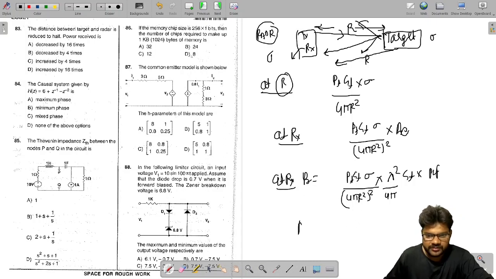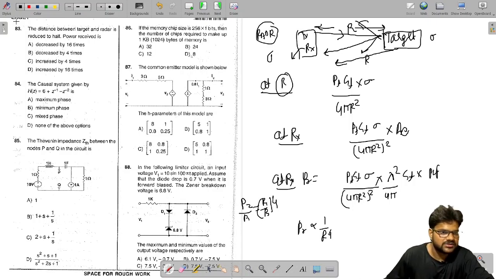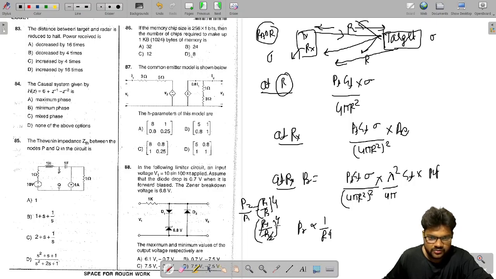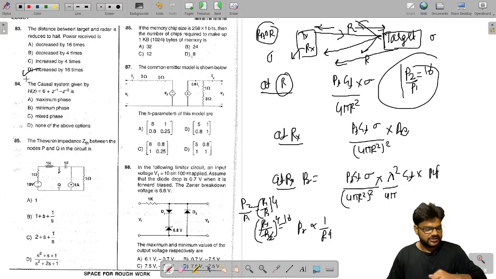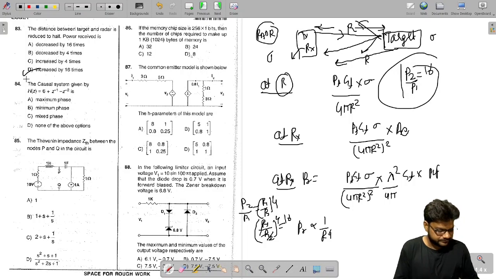If you see, received power is inversely proportional to r to the power 4, right? So P2 by P1 you can write as r1 by r2 to the power 4. Now the question says the distance between target and radar is reduced to half. So if r2 is r1 by 2, then r1 by r2 is r1 by r1 by 2, which is 2 to the power 4, that is 16. So P2 by P1 is 16, so power will be 16 times P1. It is not decreasing, it is increased by 16 times. So the correct option is D.